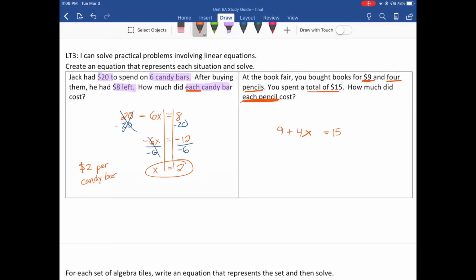So those 9 books are added to your final cost. And then you solve. So remember, you get rid of your constant first. You're left with 4x, and 15 minus 9 is going to be 6. So you divide both sides by your coefficient of 4, and you get that x is equal to 1.5. So each pencil cost $1.50.